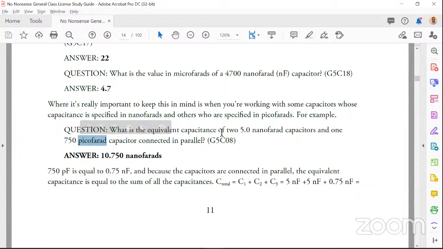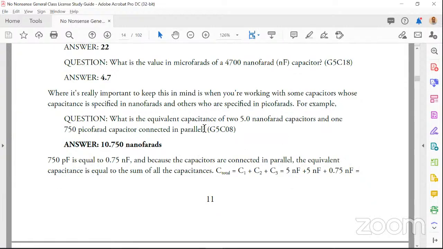So how many capacitors do we have? We have 3 of them. 2 of them are 5.0 nanofarad and 1 of them 750 picofarad. How are they connected? Series or parallel? Well, they tell us in the question it's parallel. So we know we need a formula for parallel connected capacitors. And we have 3 of them. We apply our trusty formula.